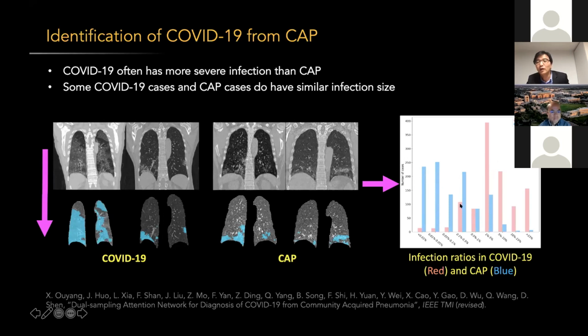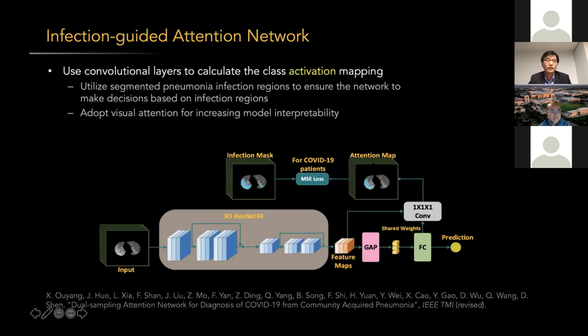You have many COVID-19 subjects, although you have many actually CAP subjects. This is a difficulty for classifying between the COVID-19 and the CAP subject. So this is a paper actually revised for the IEEE TMI.